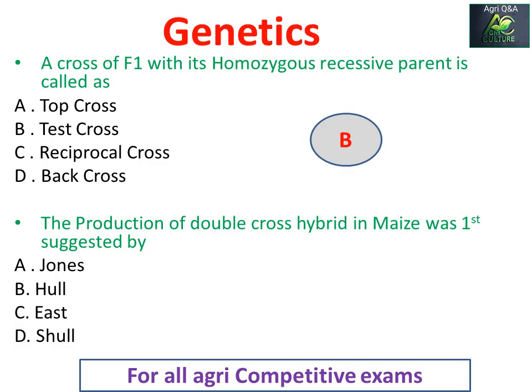The production of double cross hybrid in maize was first suggested by. Options: Jones, Hull, East and Shull. And the answer is Jones.